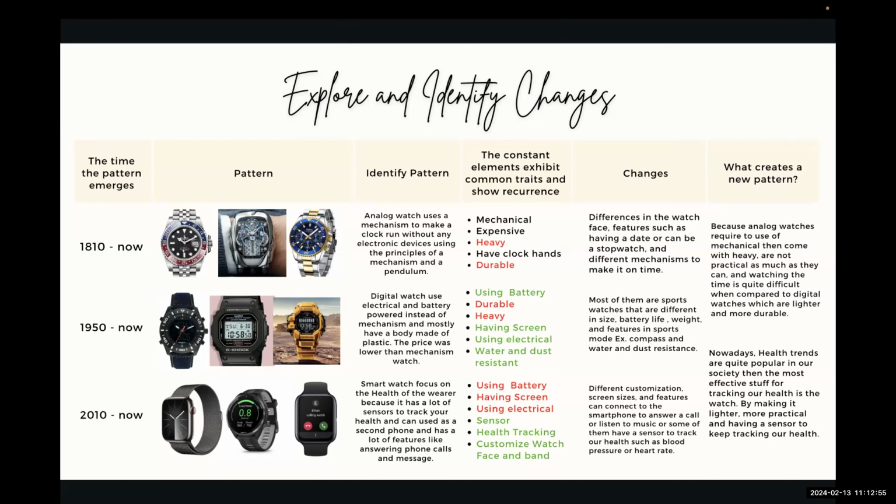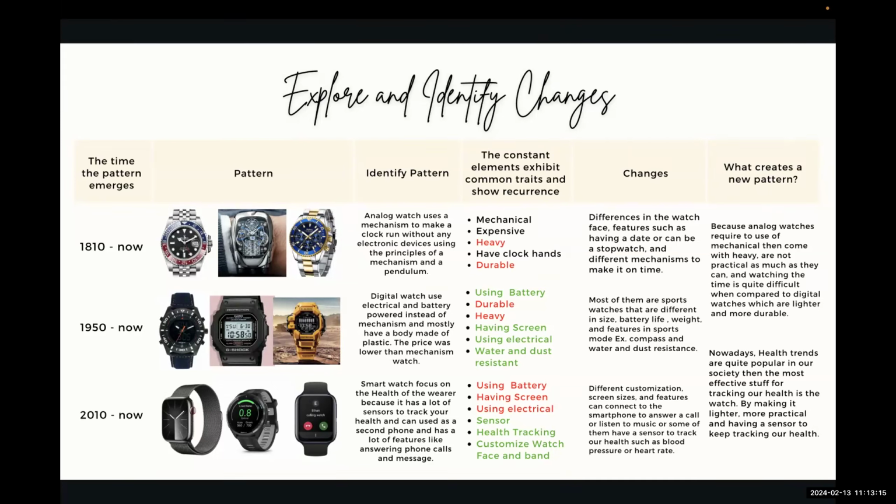The constant elements are having a battery, having a screen, using electrical parts, and they have sensors and health tracking, a customized watch face and band, or an application for tracking or displaying your health.